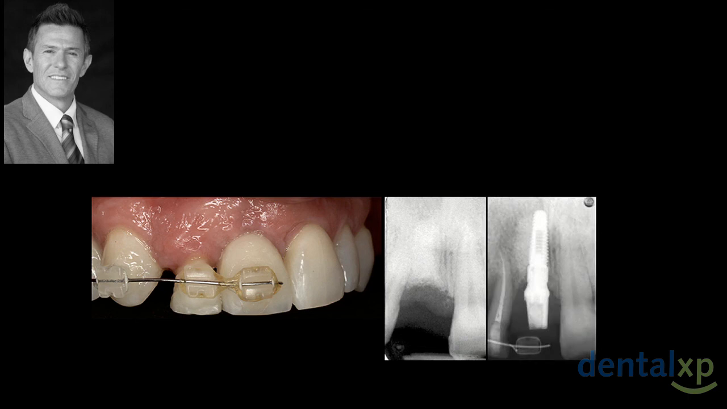And then we stabilize this for 3 months. It has to be stabilized. You can do it with an arch wire. You can do it with resin on the lingual aspect, ribbond, but you must stabilize this.